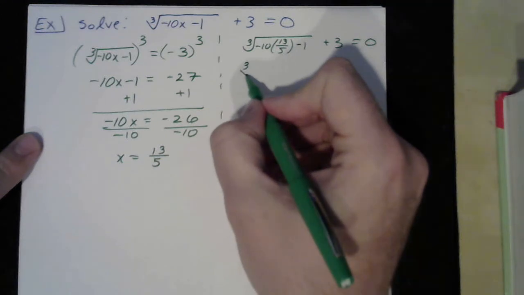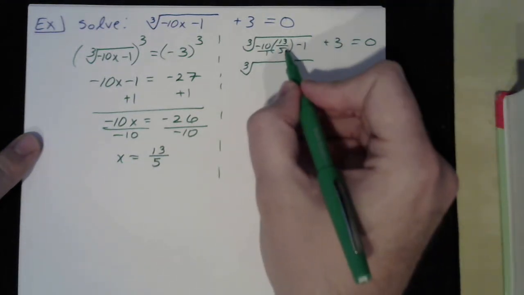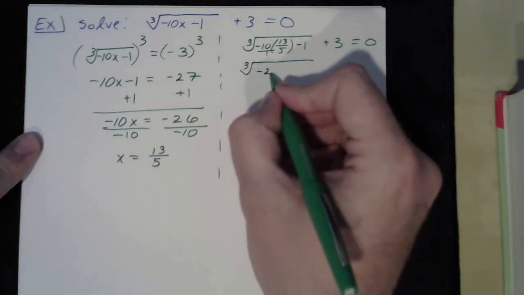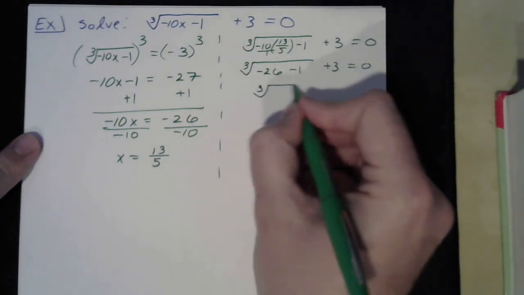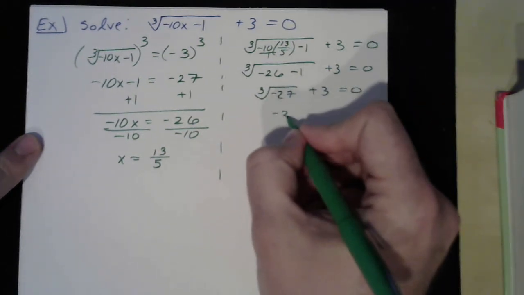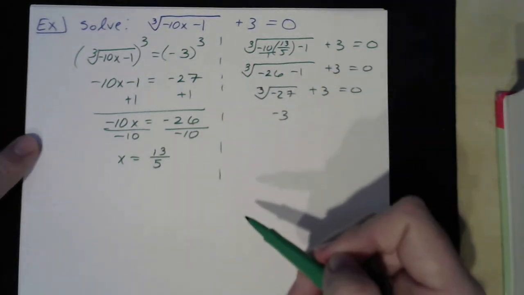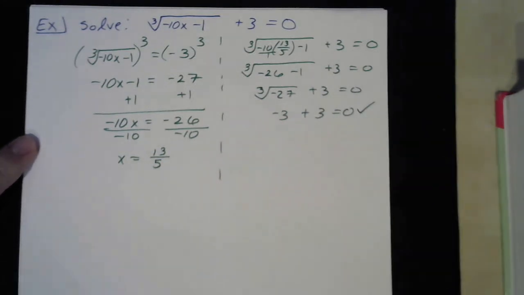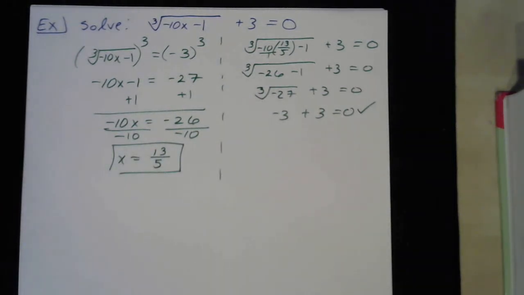So inside the cube root here, negative 10 over 1. This is going to cancel with the 5, and this is going to be essentially negative 2 times 13, which is negative 26, minus 1 plus 3. So we have the cube root of negative 27 plus 3 should equal 0. Cube root of negative 27 is, of course, negative 3. Remember, our odd index radicals can absolutely have negatives in the radicand. So negative 3 plus 3 definitely equals 0. So this is our solution, 13/5.